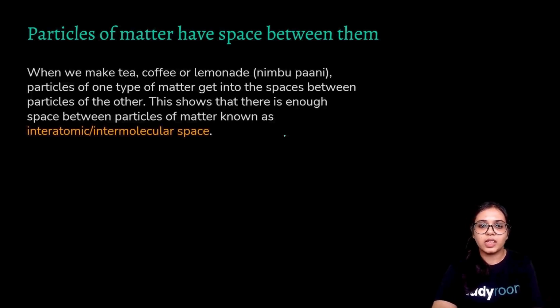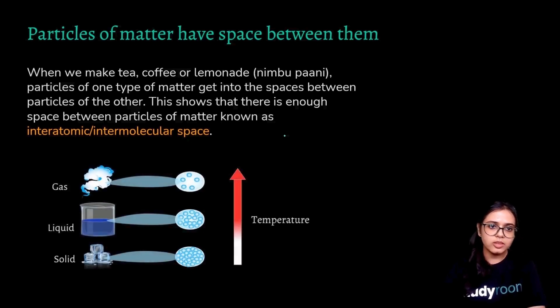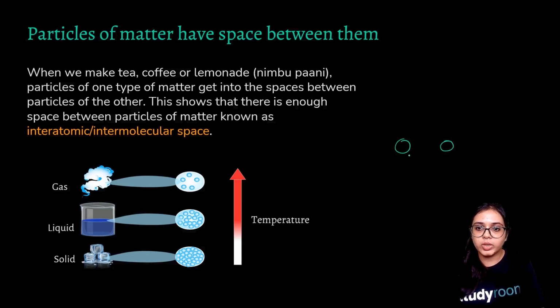Now particles of matter have space between them. Let's look at another example to ascertain this particular characteristic. When we make tea, coffee or lemonade, that is your basic nimbu pani, particles of one type of matter get into the spaces between particles of the other. This shows that there is enough space between particles of matter, and this space is known as interatomic or intermolecular space. This means that in the early experiment with sugar and salt, the sugar and salt particles got in between the particles of water, right?